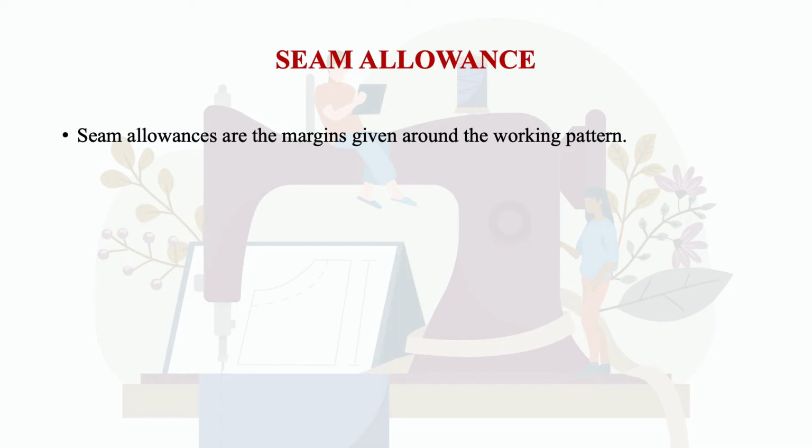First of all we will discuss seam allowance. In easy language, seam allowance is the margin or gap between the stitching line and the edge of the fabric. Seam allowance is given on every garment we wear. So we say seam allowances are the margin given around the working pattern.